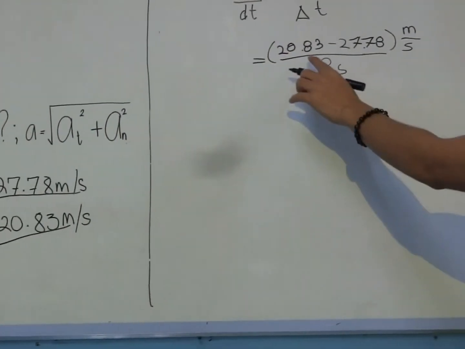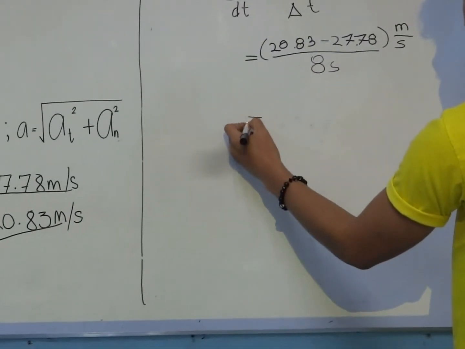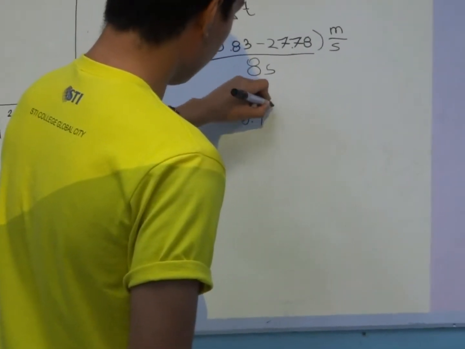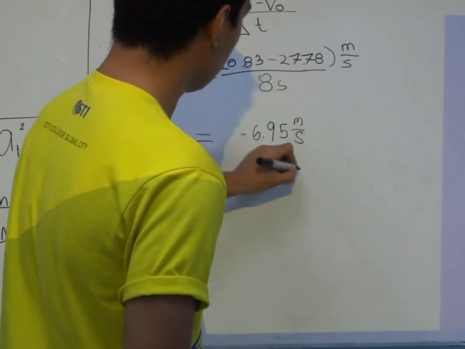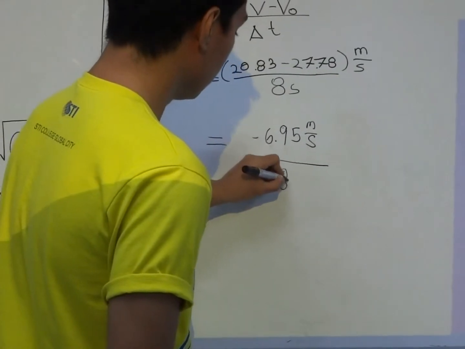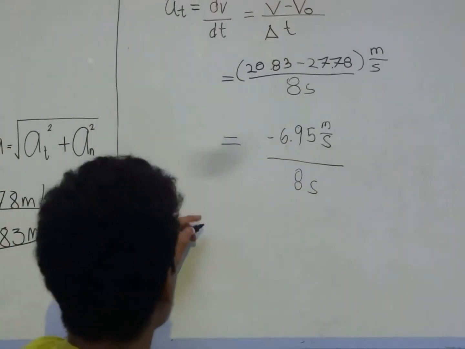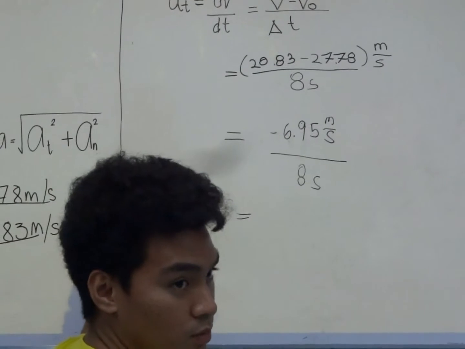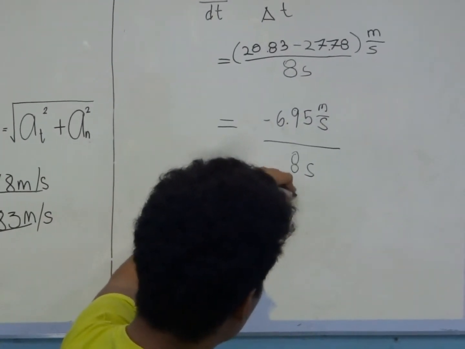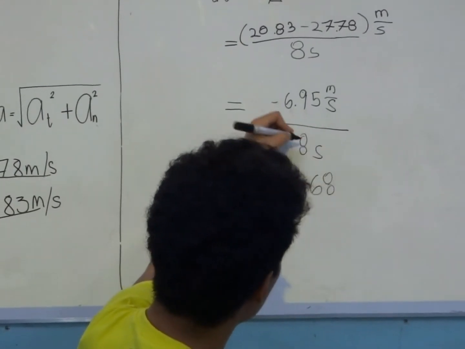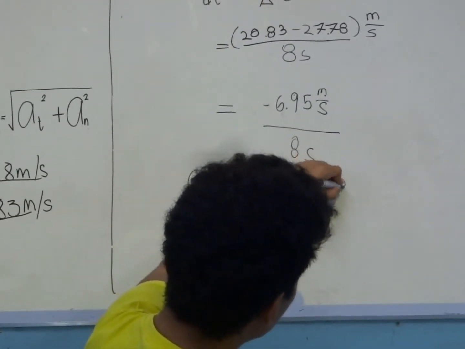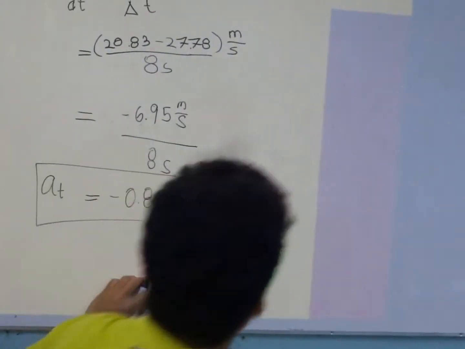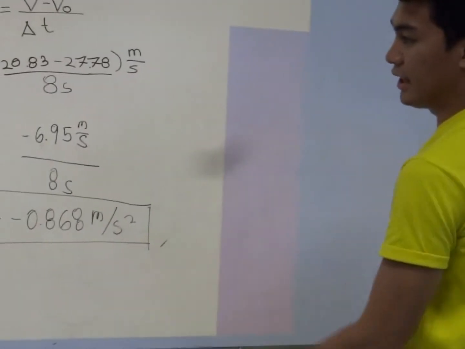Simplifying, subtracting 20.83 minus 27.78 is equal to negative 6.95 meters per second over 8 seconds. Simplifying, and we have now our tangential acceleration, which is equal to negative 0.868 meters per second squared. We have now our tangential acceleration.